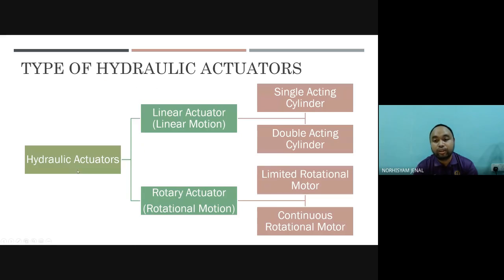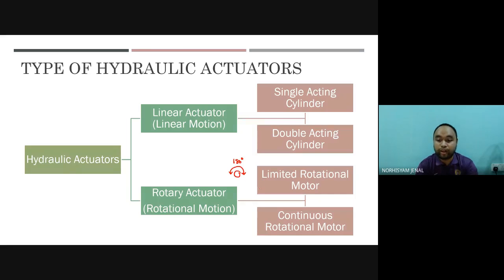So if we differentiate between hydraulic actuators, in terms of linear actuators, we have single acting cylinder or double acting cylinder. We will introduce these two particular cylinders later. And for rotary actuators, we have limited rotational motor or continuous rotational motor. Limited means it can spin up until a certain degree. For example, this is your shaft. It might spin up until 180 degrees to the right or to the left like this.